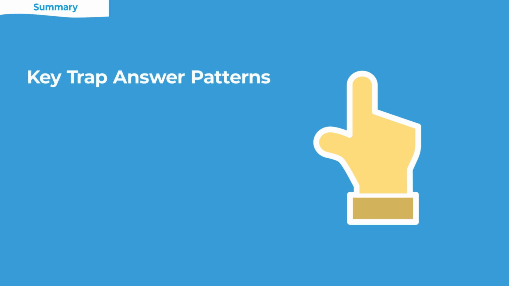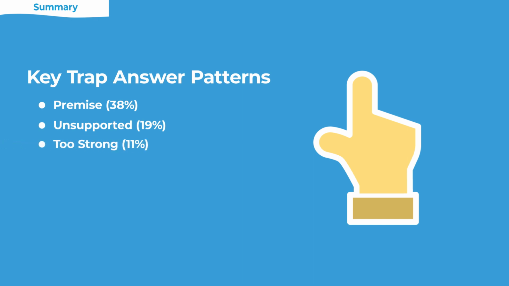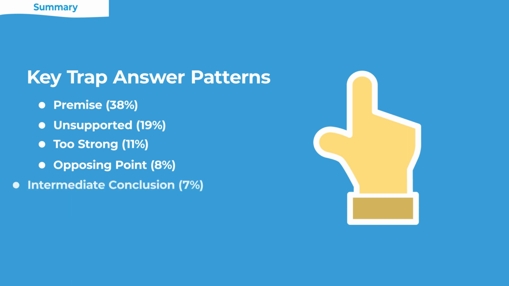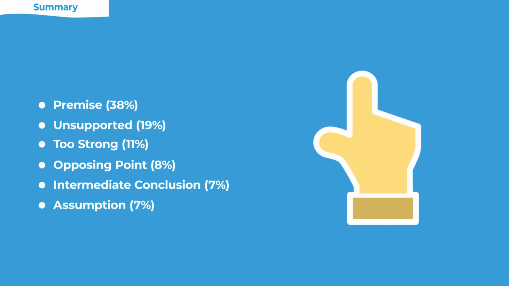The trap answer patterns that you need to be on the lookout for are those that introduce other claims brought up or surfaced within the course of the argument, so things that play the role of a premise, or an answer choice that mangles the meaning of a statement or of a couple of statements, basically taking terms from within the argument and presenting them in the answer choice in a way that changes the meaning. Answer choices that are maybe a little bit too strong. Answer choices that are presenting an opposing point as opposed to the author's point. Intermediate conclusions on the way to the main conclusion, and ideas that represent an assumption underlying the argument as opposed to what the argument is trying to prove itself.